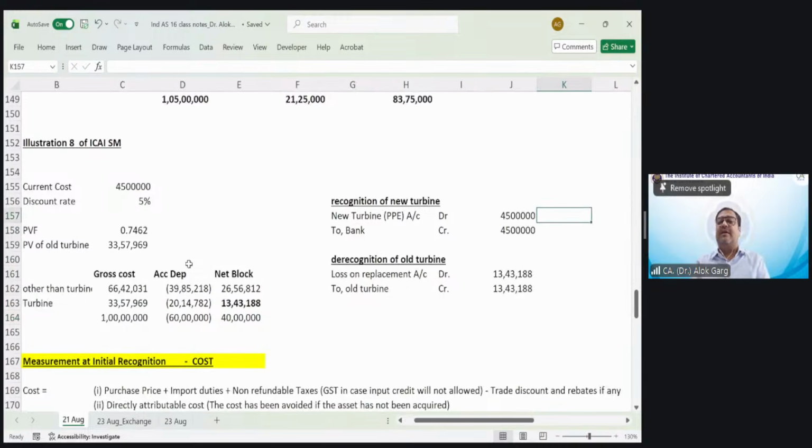What is the recognition entry? New turbine PPE account debit to bank 45 lakh. Derecognition of old turbine: loss on replacement account debit to old turbine. Right. This is the value of the old turbine.